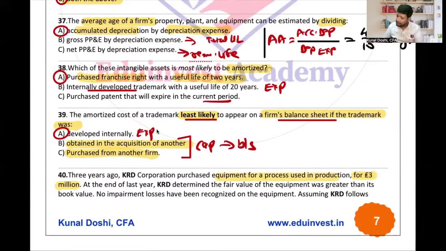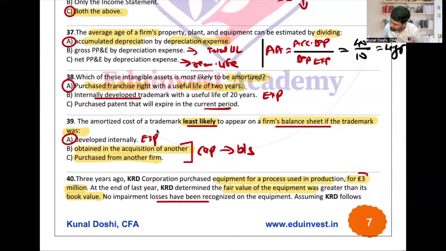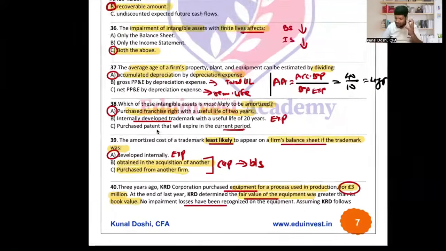3 years ago, the company purchased equipment for a process used in production for 3 million. At the end of last year, the company determined the fair value of the equipment was greater than book value. Guys, in US GAAP, you use the cost model. So even if the fair value is higher, it doesn't matter. But in IFRS, you have two options. You can either use the cost model or the fair value model. Again, this is not there in the Schweser I saw. It's in the prerequisite, but in my notes, it's there. No impairment loss has been recognized. Okay, no problem. So basically, they purchased an equipment. So this is going to be my book value. They said that currently the fair value is higher, right?